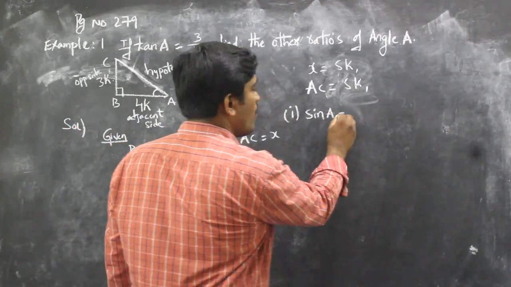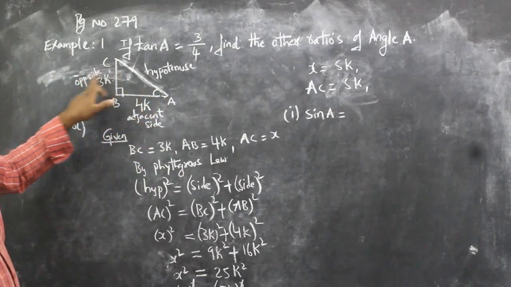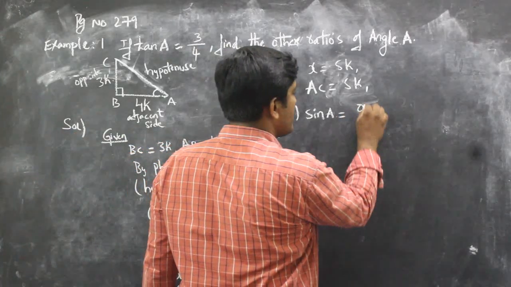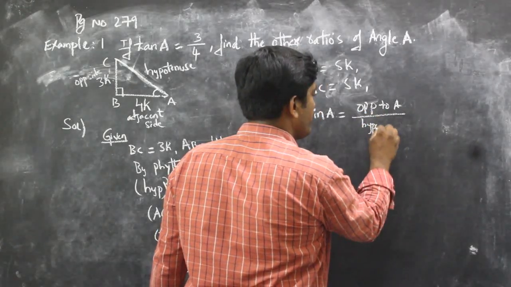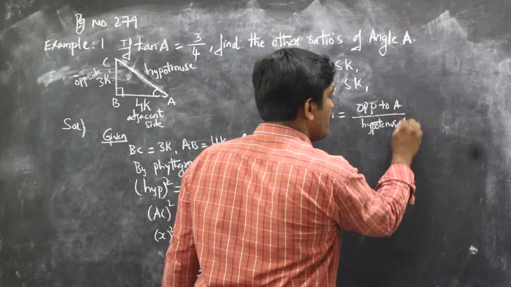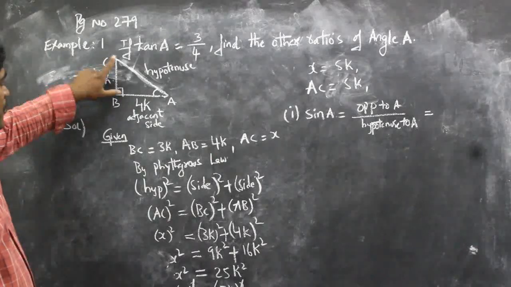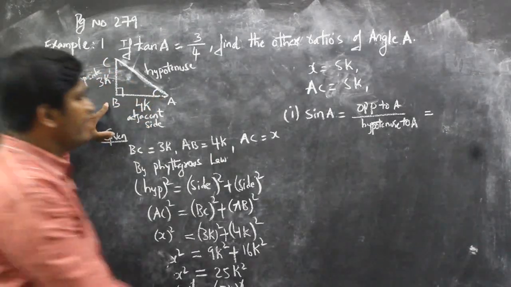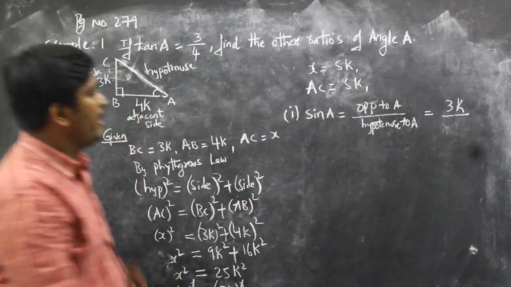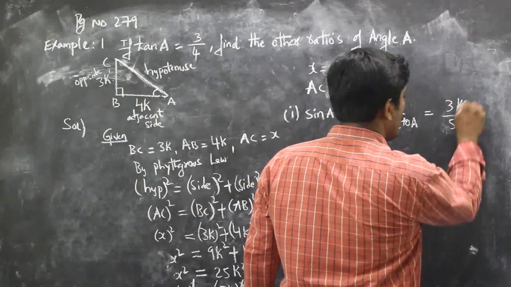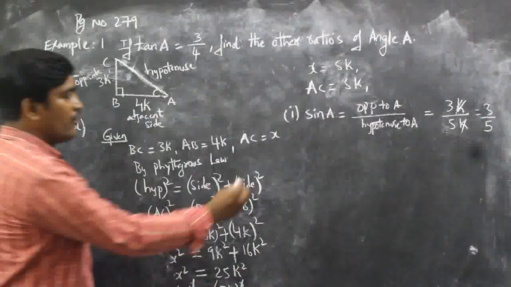Now what is the sine? Sine is nothing but opposite by hypotenuse. So sine A is nothing but opposite to A by hypotenuse to A. Now, what is the value of this one? What is opposite to A? Opposite to A is nothing but BC, that is nothing but 3K by, what is the hypotenuse to this one? AC is nothing but 5K. Now K gets cancelled. What is the value? 3 by 5.